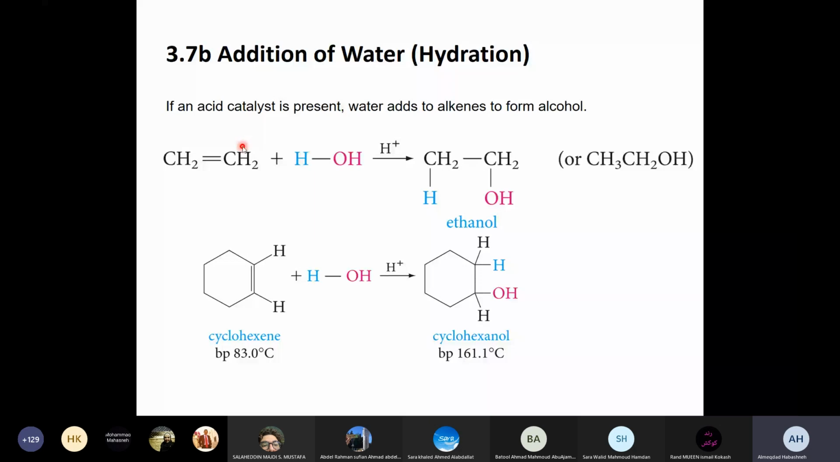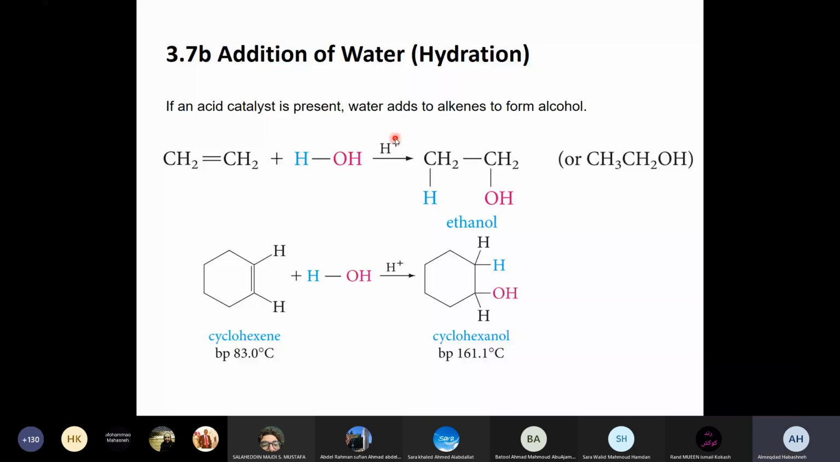Actually, this reaction occurs only in the presence of H+, which is most often H2SO4. This reaction occurs only in the presence of H+, so it is an acid catalyzed reaction.